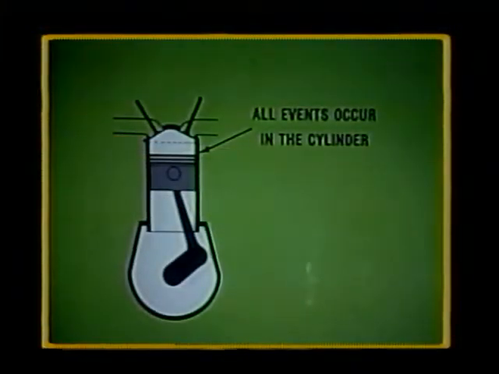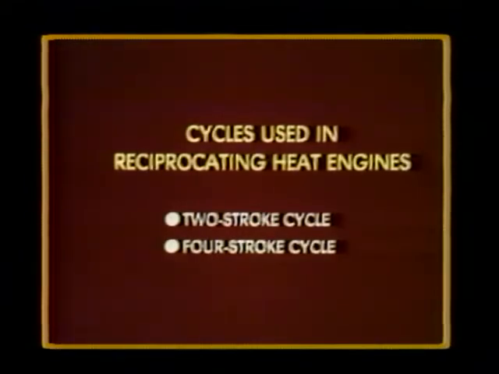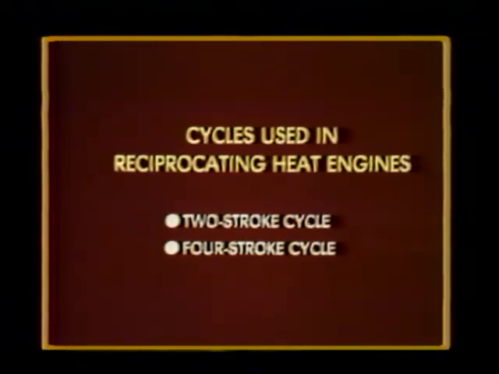While the 5 events of energy transformation in a reciprocating engine are the same as those in the turbine, there is one major difference. All events in a reciprocating engine take place at the same location, inside the cylinder, but at different times. There are basically two different event cycles used in reciprocating engines: the two-stroke cycle, which is simpler and less efficient, and the more commonly used four-stroke cycle.